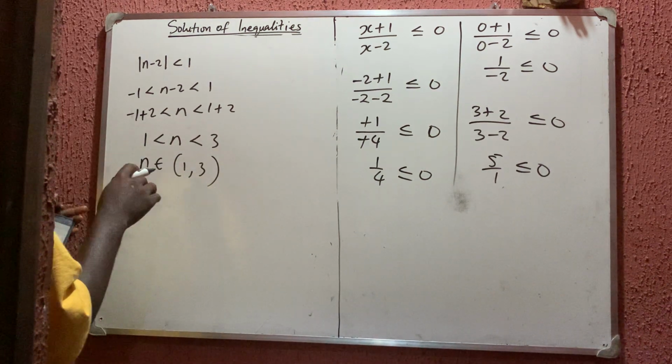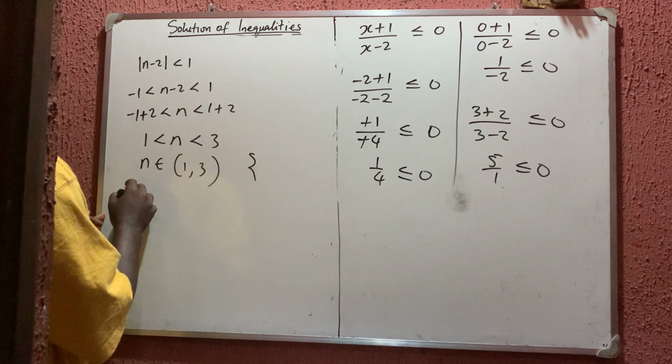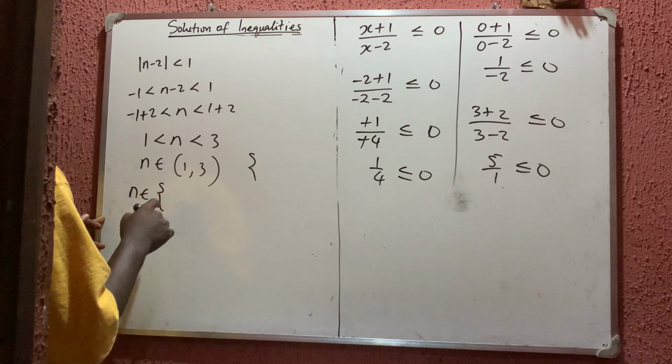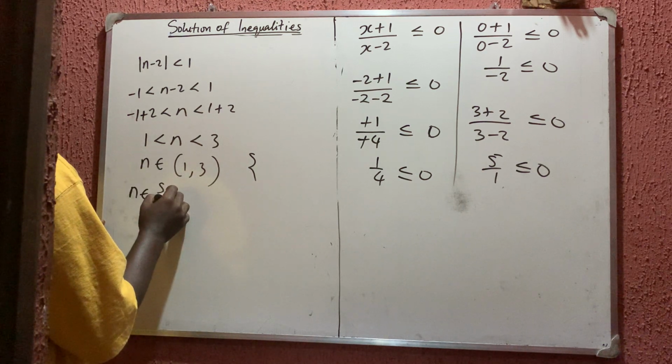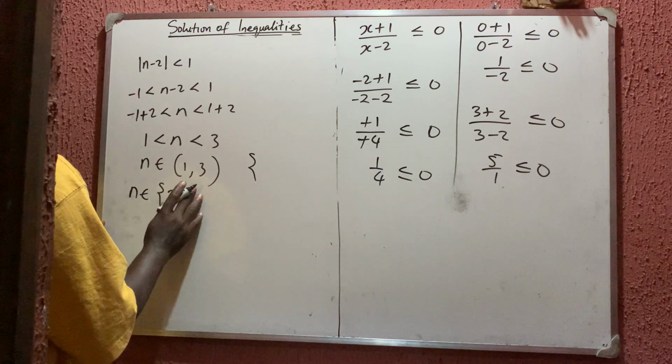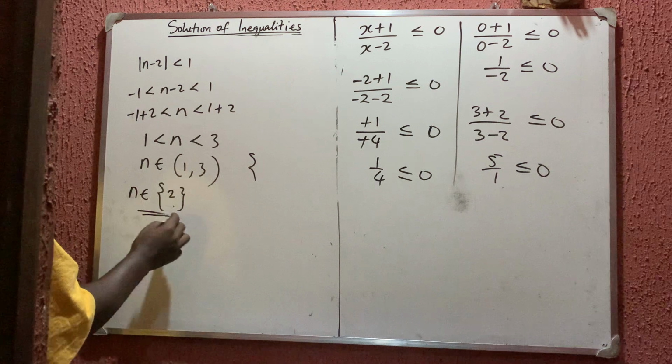But what they told us there is we should get the integers. So from 1 and 3, the numbers there. So n is an element of the set between 1 and 3. The integers there are what? 1, 2, and only 2. These are the only integers there. So the answer is this. The last answer is this.